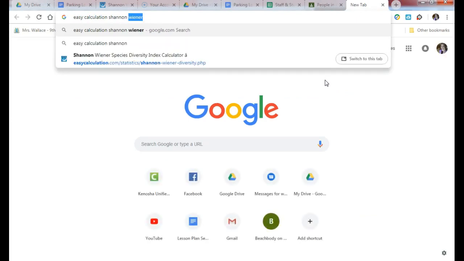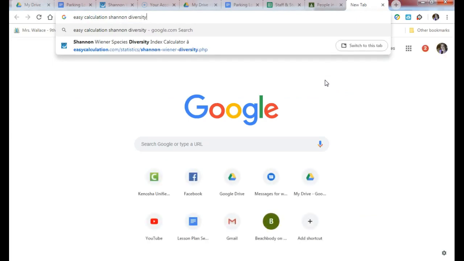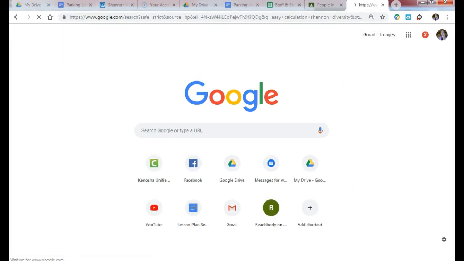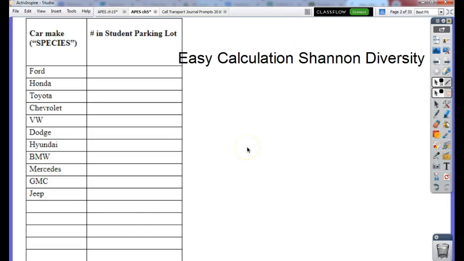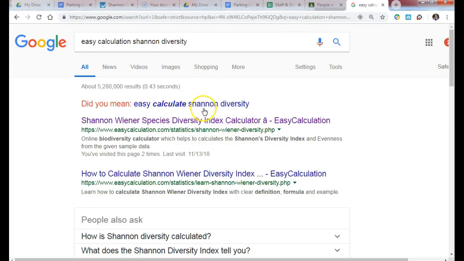So the Shannon Diversity Index is basically a calculation that they came up with in order to calculate diversity. A higher number means more diverse. They also have calculations to calculate evenness. Okay? Remember, to calculate richness, that just means the number of species. So we could just count how many different types of cars we have, okay?